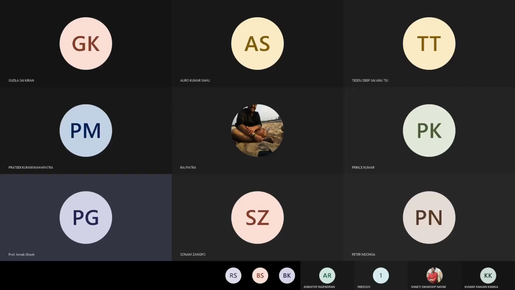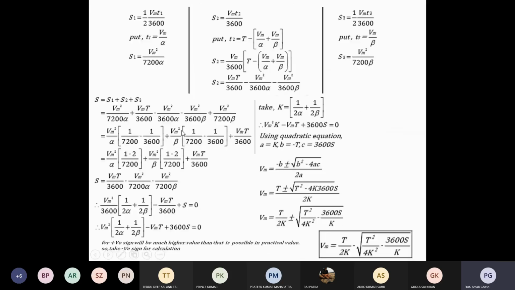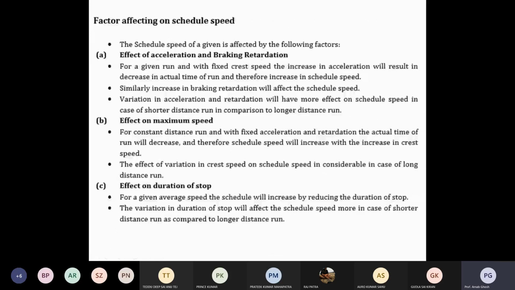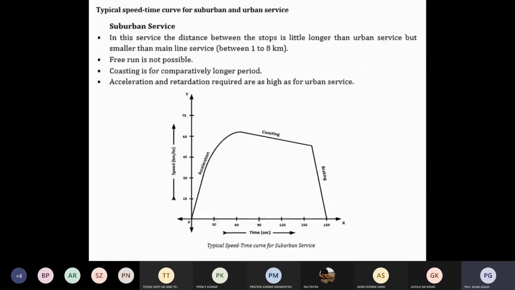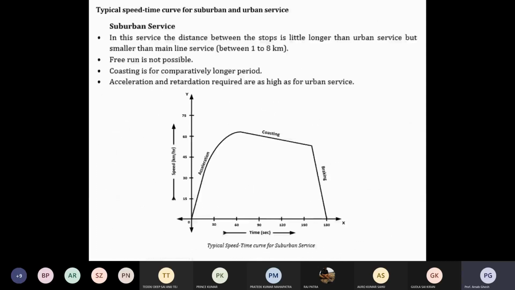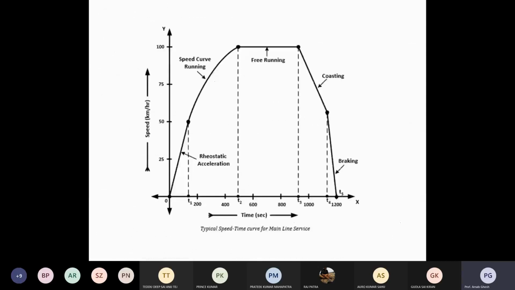Plus, I discussed different control methods. Okay, so different speed time curves for suburban, urban, and mainline transportation. I hope all of you are able to understand those calculations. How do you calculate the total distance from the speed time curves? Some of the numerical problems you have to solve at home, and they should be written in your classwork copy.